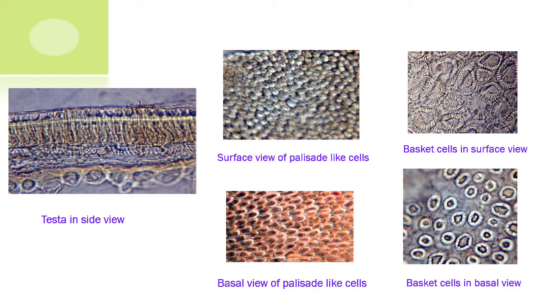Photographs showing the testa, Malpighian cell, basket cell, nutritive layer. Surface view showing the palisade-like cells or Malpighian cells in surface view. Basal view of the Malpighian cells or the palisade layer. Basket layer or the hypodermis in surface view. Basket cells in basal view.